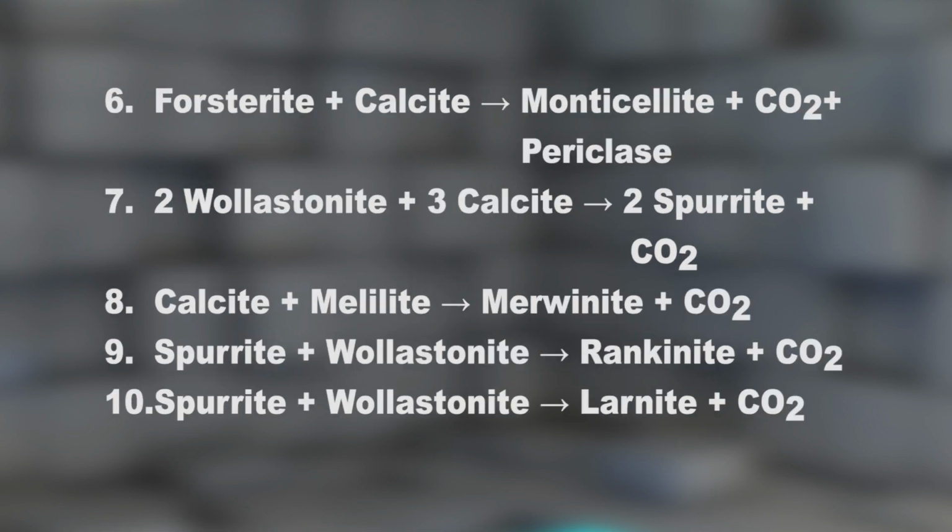Phosphorite plus calcite give rise to monticellite plus periclase plus CO2. Wollastonite plus calcite give rise to spurrite plus CO2. Calcite plus millilite give rise to marvinite plus CO2. Spurrite plus wollastonite give rise to runkinite plus CO2. Another important reaction is spurrite plus wollastonite giving rise to larnite plus CO2.